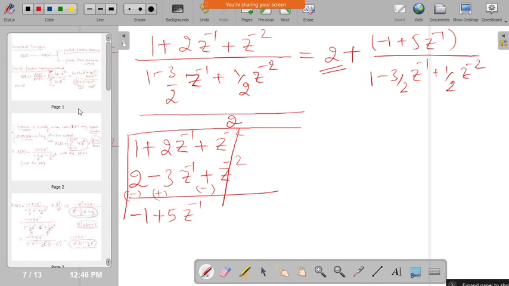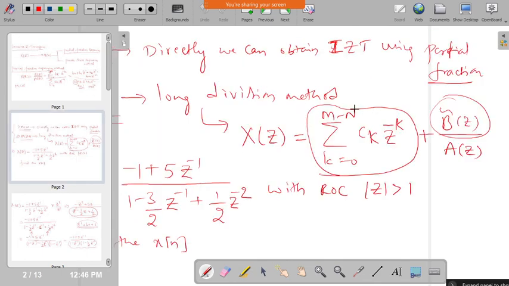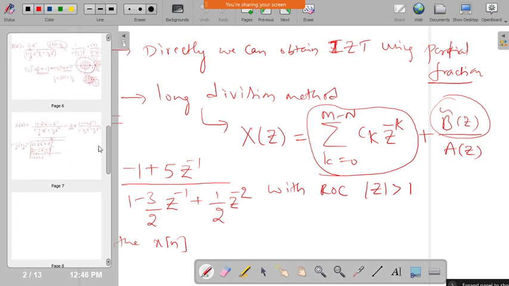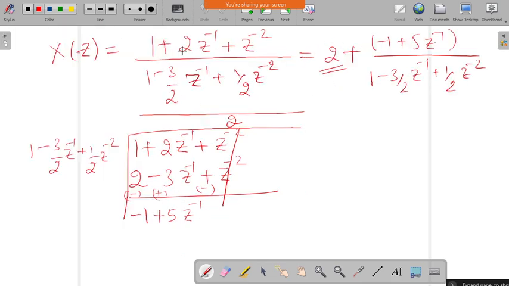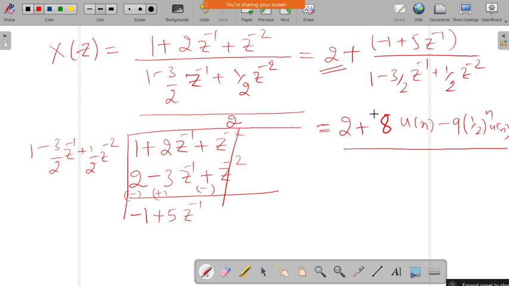You can see it represented here. This is the extra factor which we have after division, so that factor will appear here. Now, we are getting the extra term which is 2. The same problem which we have already solved, the partial fraction, you will get A and B and the inverse, so we can represent that as 2 plus 8 into u of n plus or minus 9 into half power n into u of n. So this is what we will get.